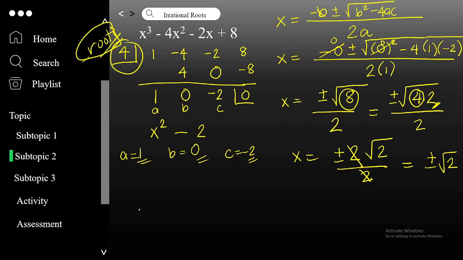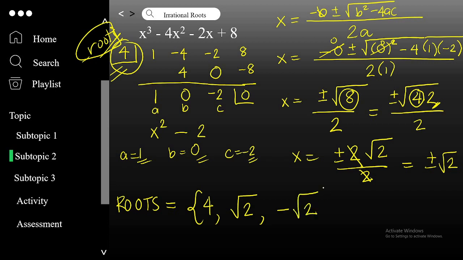So therefore, our roots are, starting with the number we used in our synthetic division, that's 4. And the results from our quadratic formula, starting with the positive number, that's positive square root of 2, followed by the negative square root of 2. And this will be our answer. These are our roots for this example.